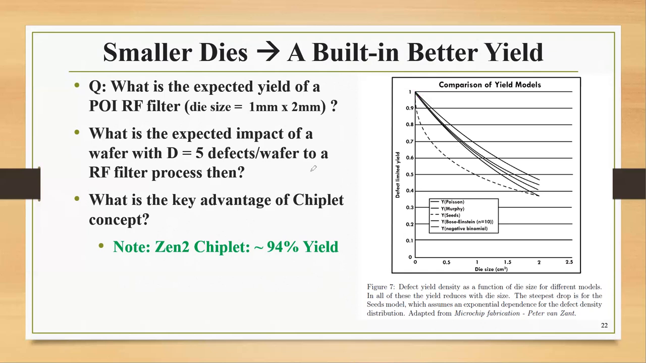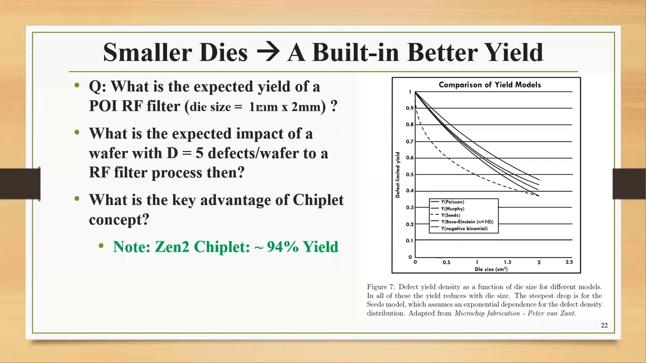So if a customer asks, you supply me with 5 defects per wafer, that's very bad, I don't want it, can you give me a better number? You could tell your customer that there's no need, because the die size is so small. Your 5 defects per wafer, even if they are all killers, the yield is so high that it doesn't really matter.